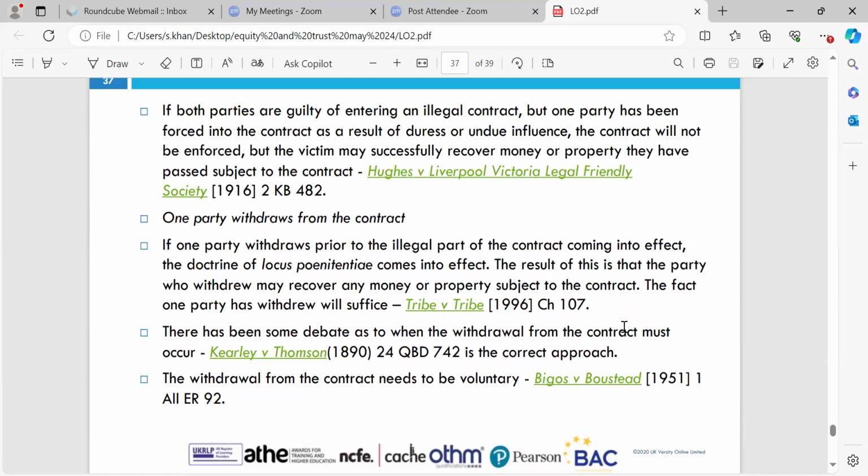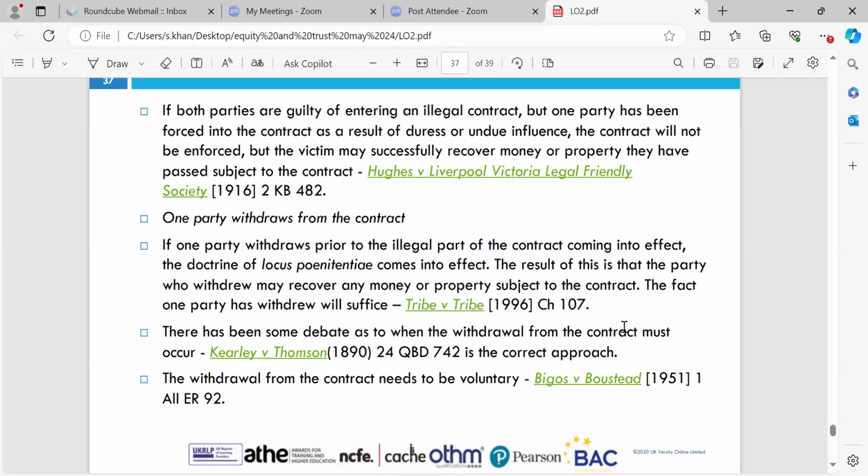One party withdraws from the contract. If one party withdraws prior to the illegal part of the contract coming into effect, the doctrine of locus poenitentiae comes into force. The result of this is that the party who withdrew may recover any money or property subject to the contract. The fact one party has withdrawn will suffice, as in the case of Tribe v Tribe (1996), and the link is there if you want to go on to the case.